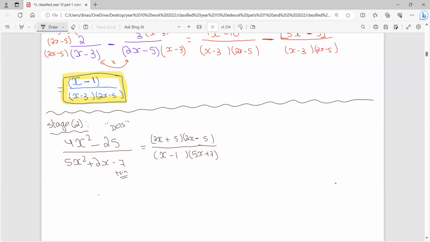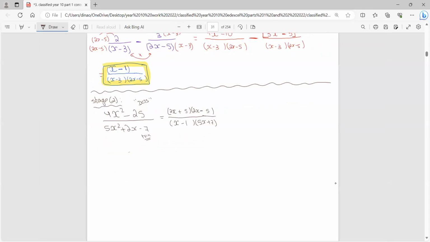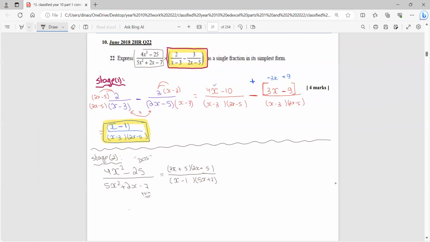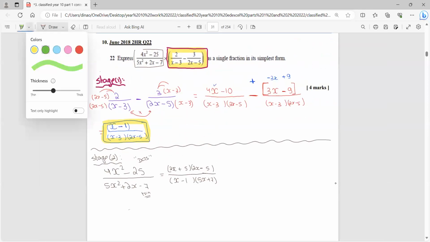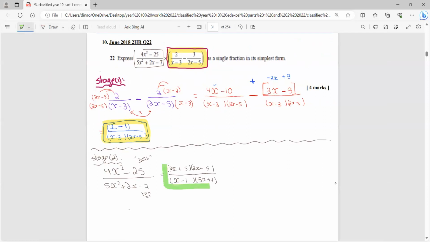Now, after I have factorized, you need to ask yourself if you can actually cancel out any common items at this stage. You will find that there is nothing to be canceled. So this is the answer of the first part.